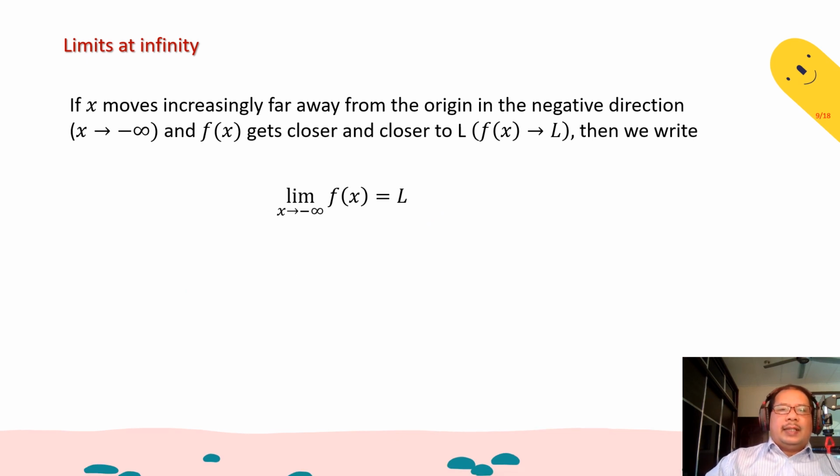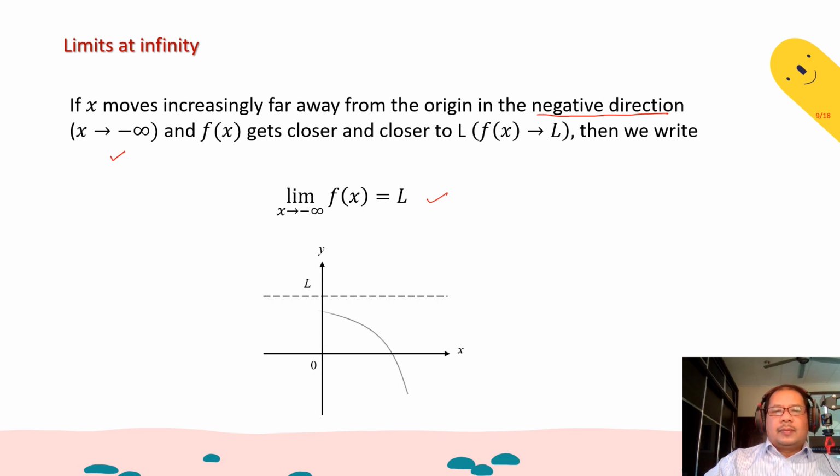Okay, now if x moves increasingly far away from the origin in the negative direction, that means x approaches negative infinity and f(x) gets closer and closer to L, then we write the limit as x approaches negative infinity of f(x) equal to L. Look at this graph. Okay, this is the line y equal to L. When x goes to negative infinity, the value for y is close to L.